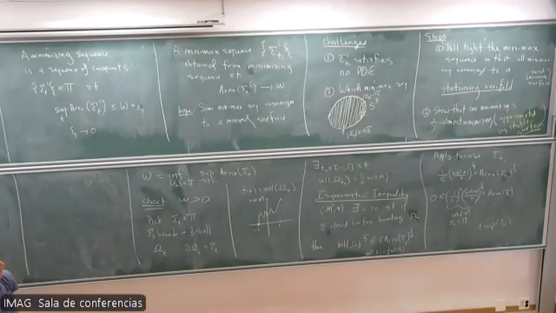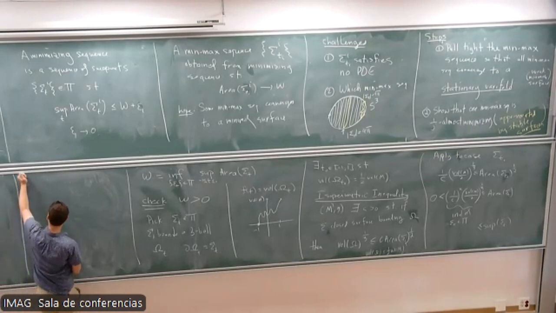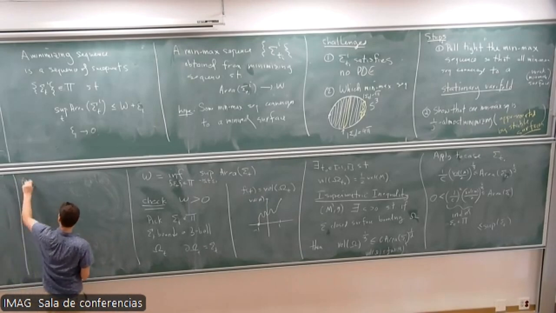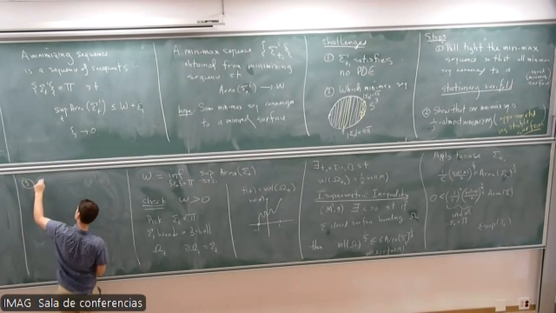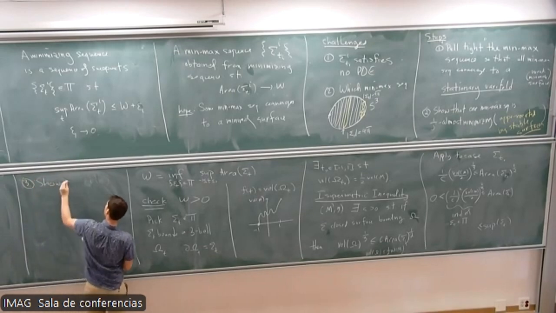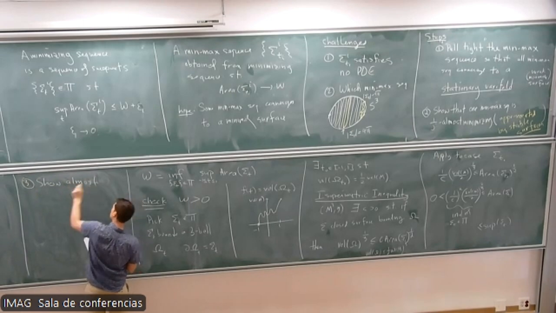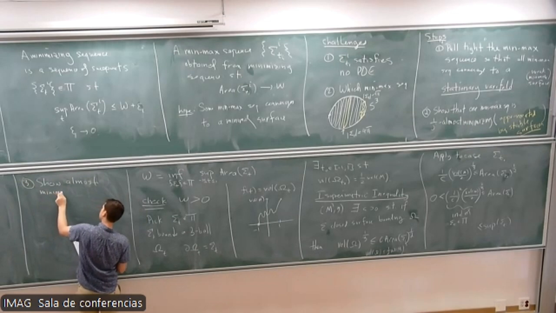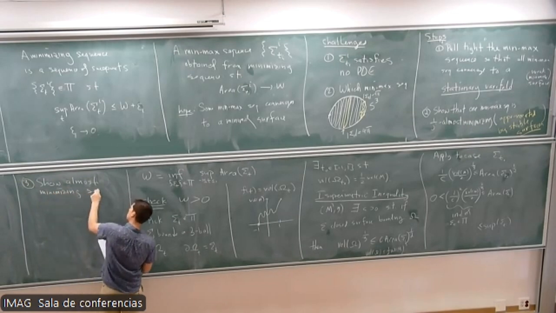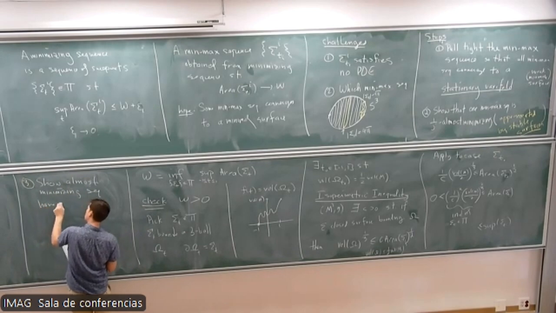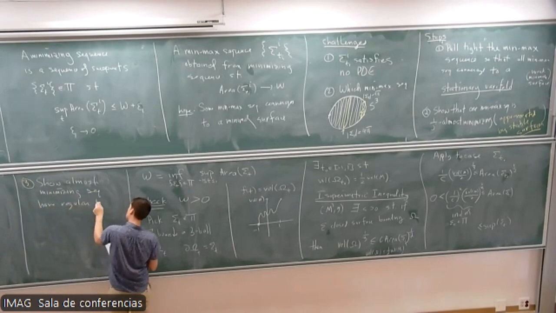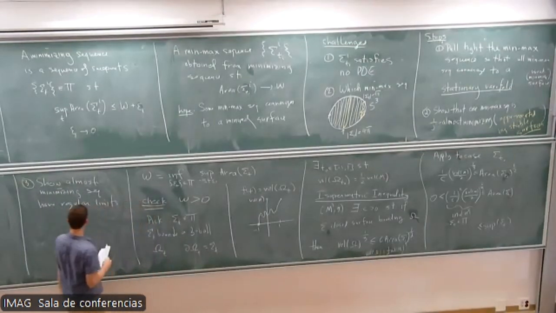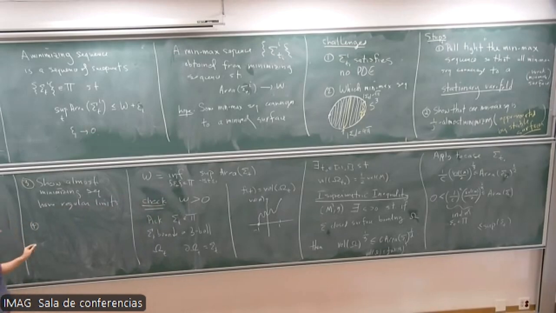Okay, and then the third step is we want to show that anything that has this property, so the third step is we show that almost minimizing sequences have regular limits. Okay, and then the fourth thing is, so they have regular limits, but they occur maybe with multiplicity, which we'll talk about later today.